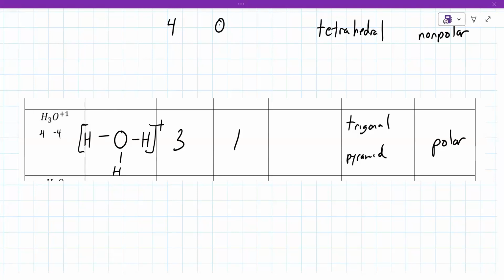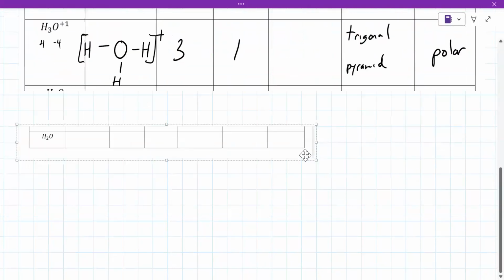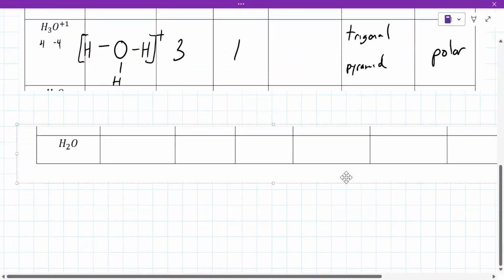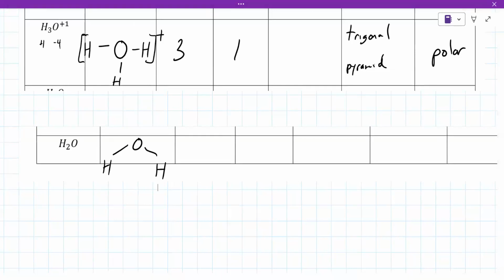Okay, that's kind of the flow of the lesson. Can I try the next one, to see if I'm right? Sure. So O would be in the middle, and then the 2 H's would be on the side. This one is a known bent structure, something to do with the way water is. It's bent a little bit.